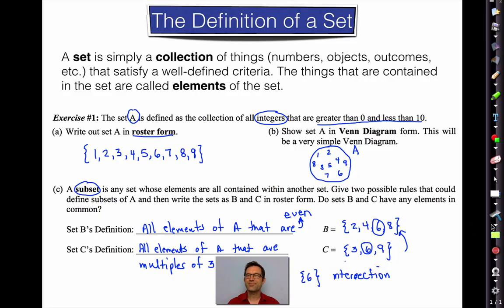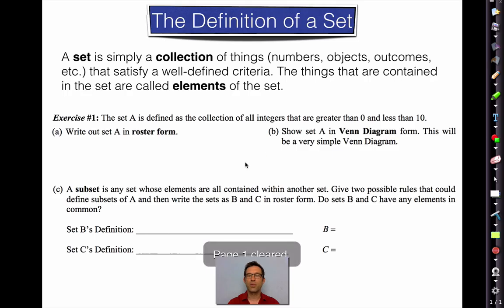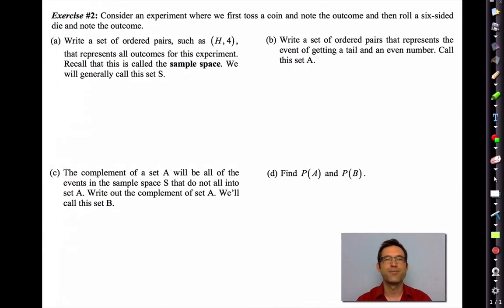All right, let's clear this out and keep working with sets. Maybe bring some probability in. Exercise 2. Consider an experiment where we first toss a coin and note the outcome, and then roll a 6-sided die and note the outcome. This is what's known as a multi-stage event, because more than one thing is happening. We're both tossing a coin and we're rolling a die.